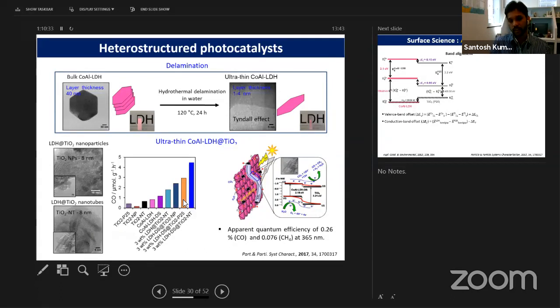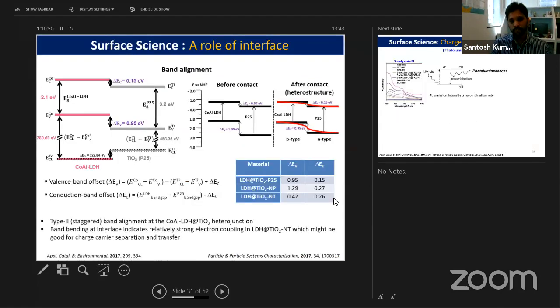So that is the reason the activity is much higher, even compared to those put on the pure layered hydroxide or titanium. And the quantum efficiency we achieved is 0.26. That is still very low, but as I said, we're still at a basic level. And to understand this interface, we did some band alignment. I don't want to go into detail, also looking at the time.